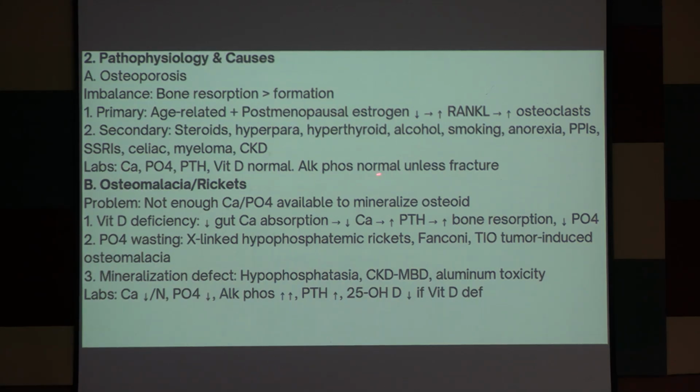Alkaline phosphatase will be normal unless there is a fracture. So in an osteoporosis patient, if there is an increase in alkaline phosphatase, then we have to suspect there might be some subtle fracture.